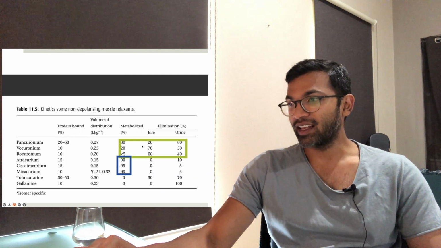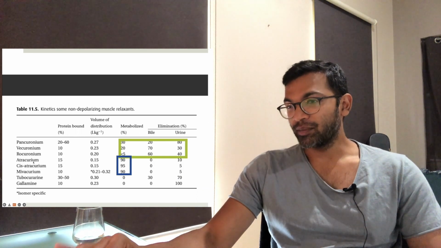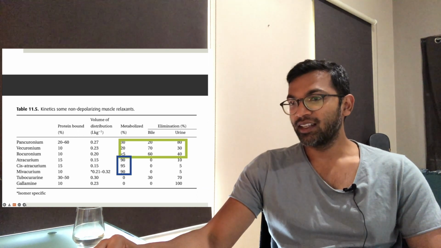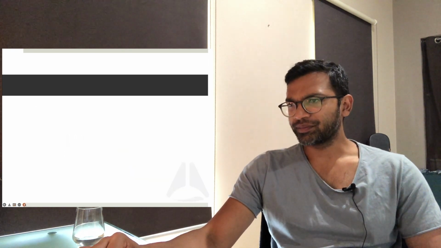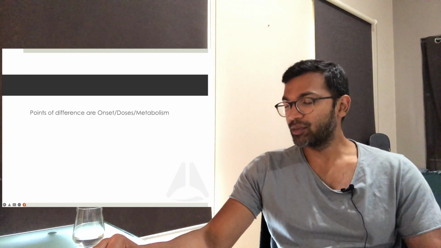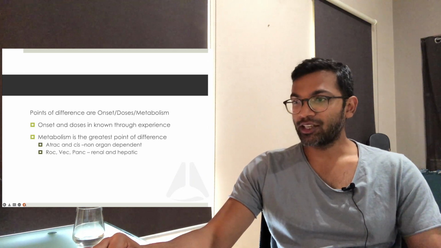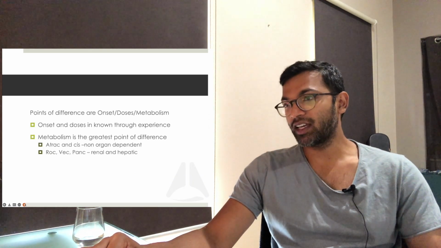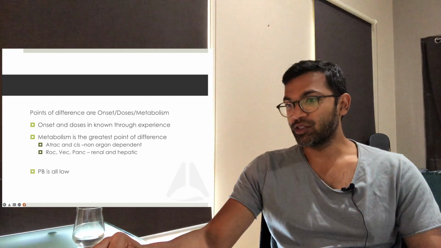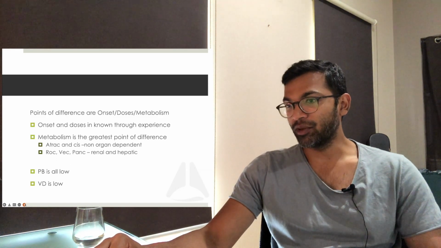a lot less and eliminated in urine and bile, whereas the other drugs, all the benzylisoquinoliniums and mivacurium, are very highly metabolized in the plasma. So the points of difference really are the onset, doses, and metabolism, which you already know. Metabolism is the greatest point of difference. Atra and cis-at, non-organ dependent, whereas ROC, VEC, and PANC, renal and hepatic excretion really, and protein binding is all low, and volume distribution is all low, mainly because they're polar molecules.